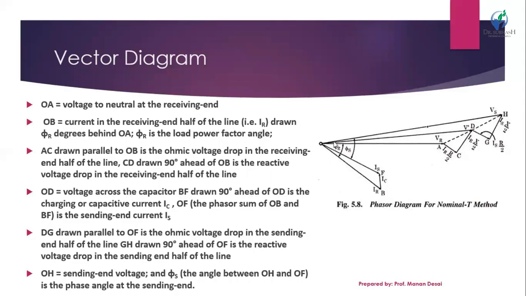So finally OH is the sending end voltage, and phi S is the sending end voltage angle, which is lagging with IS. This is the sending end current. It is the resultant of the receiving end current and the charging or capacitive current. So the voltage resultant is Vs, the sending end voltage. So students, you see here the phasor diagram.